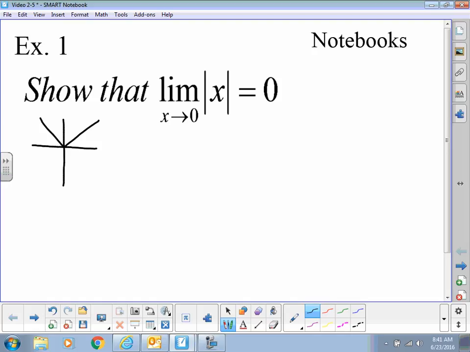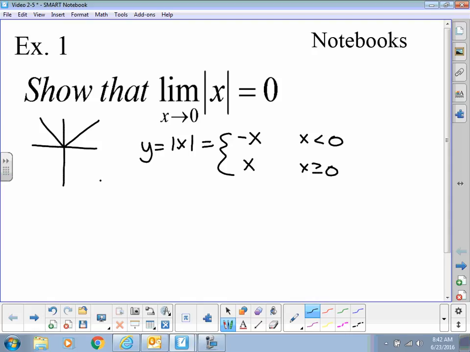When you have an absolute value, we need to think of it in terms of a piecewise function. If x is less than 0, we're really working with the graph of negative x, because the slope is negative 1, it has a y-intercept of 0. If x is greater than or equal to 0, we are really working with positive x that has a slope of positive 1 and has a y-intercept of 0.